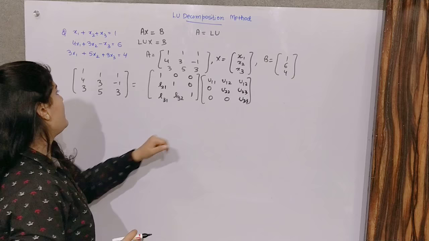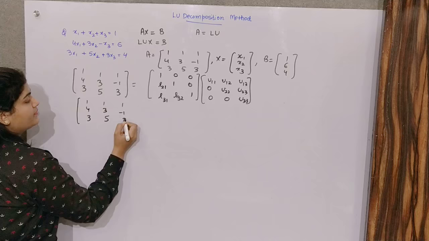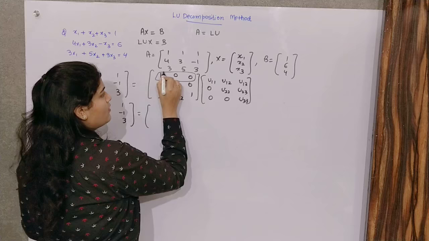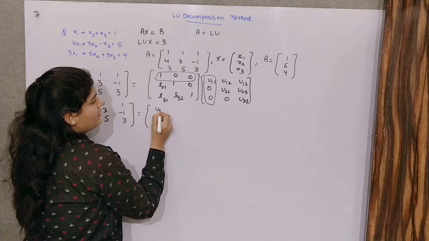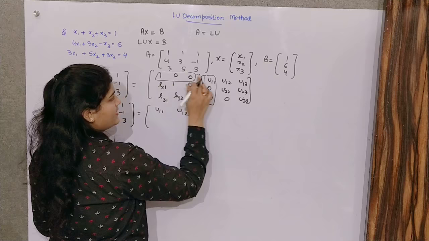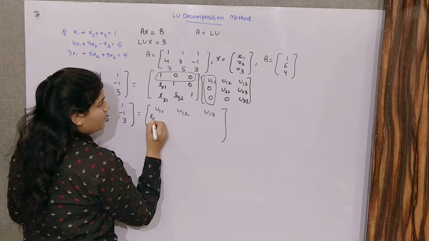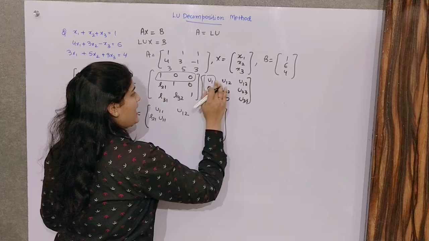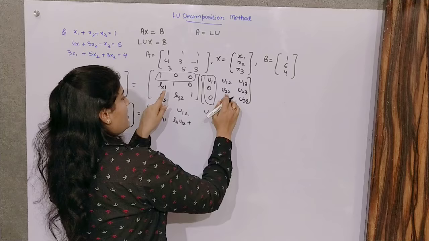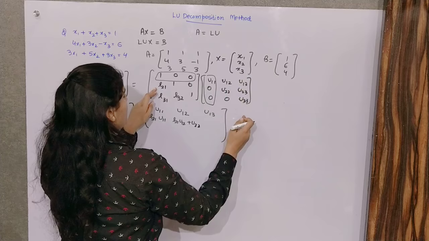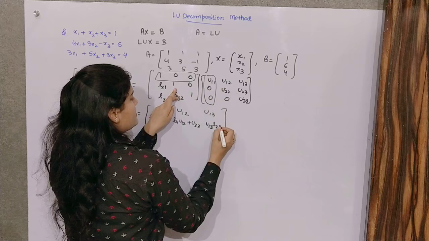Multiply the first row with the first column. So U11, and the rest become 0. Then U12, and first row, third column, U13. Then second row, first column would be L21 U11. Second row, second column: L21 U12 plus U22, and this would become 0. Second row, third column: L21 U13 plus U23, and this would become 0.